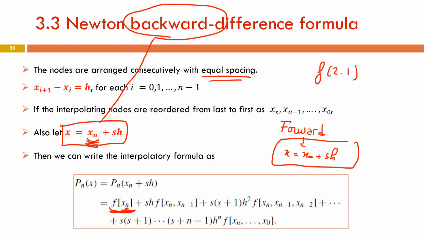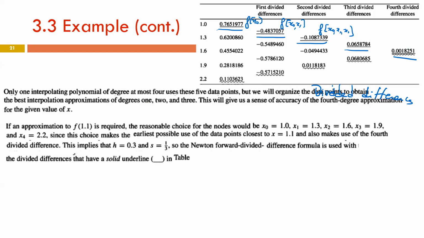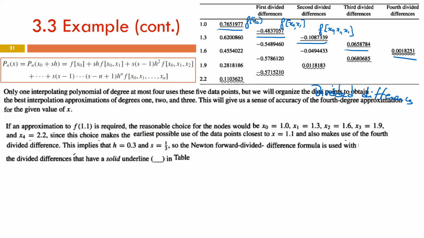Okay? Let's see an example. We return to the example we solved where we calculated divided differences. Divided differences, this is already calculated. If I need a forward, I will use these values. The differences that include f x0, f x0 x1, f x0 x1 x2, and so on. Okay? So here, our polynomial, this is the formula.